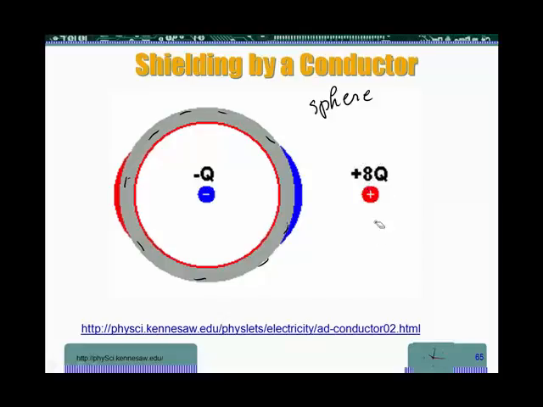Now let's go back to our case here, our question here. What if I place a positive charge near it? What's going to happen if I place a positive charge? The positive charge is going to attract negative charges towards this end, leaving a net positive charge on the opposite end.